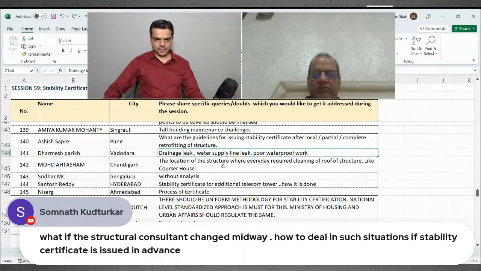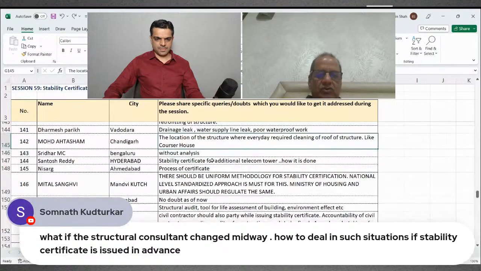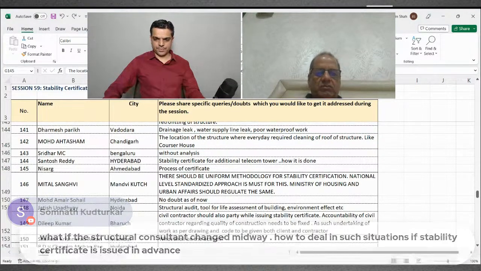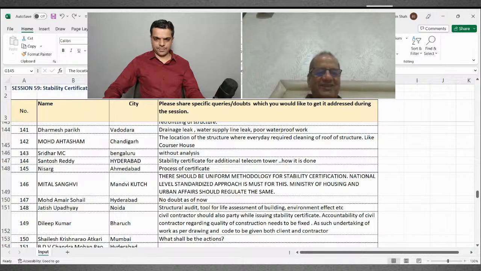Location of the structure where everyday required cleaning of roof structure. So what? If it is a functional requirement, you have to make provisions according to that. It doesn't affect the stability. Without analysis, you want to issue the structural stability certificate without analysis? We don't do that magic, sorry.